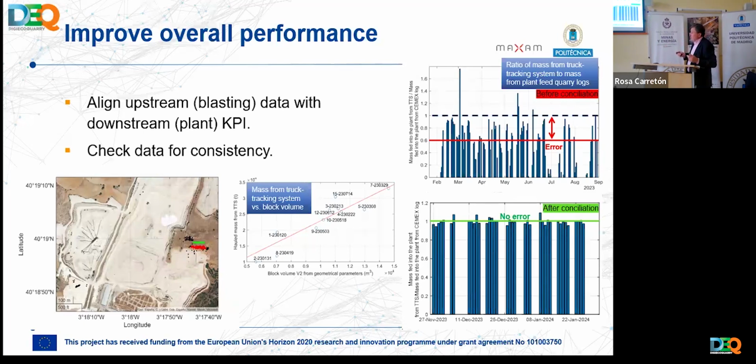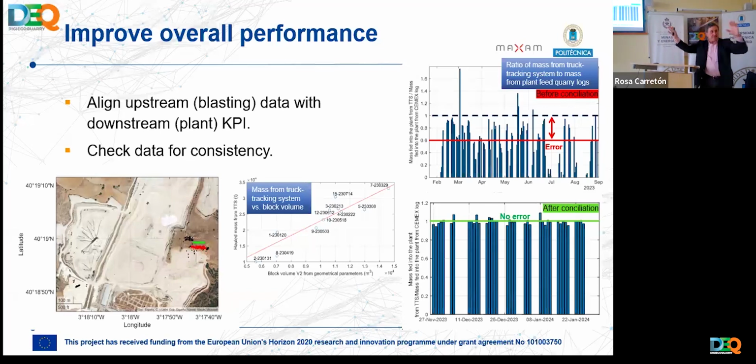So one of the talks in this series of the DigiEcoQuarry project was the hauling tracking system, the truck tracking system, and we've been using that, for instance, to assign material that was being loaded into the plant with a certain blast, because blasting and then loading into the plant is not linear every time. It's not that you blast and then you load and all your trucks go to the crusher. Sometimes you have intermediate storage points where you leave the material.